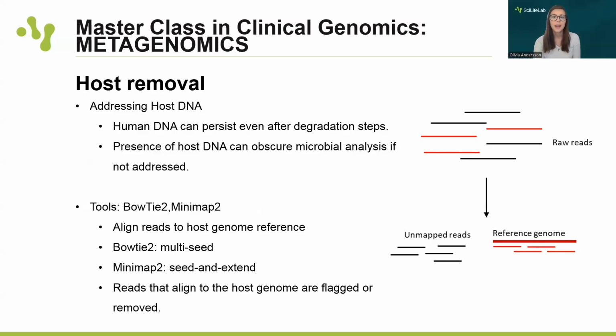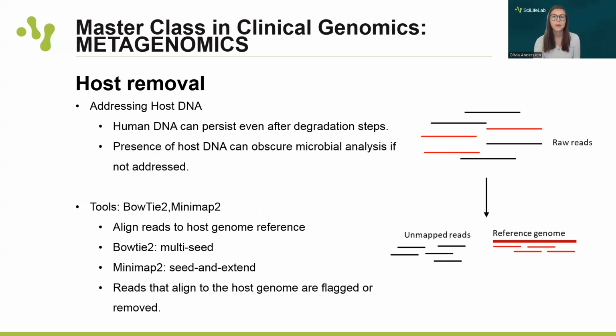Bowtie 2 is an aligner that can be used for this, and it uses a Burrows-Wheeler transform to index the reference genome. It employs a multi-seed strategy, which involves breaking the reads into smaller segments or seeds and searches for approximate matches within the reference genome. This method increases the likelihood of alignment even in regions with mismatches, small insertions, or deletions.